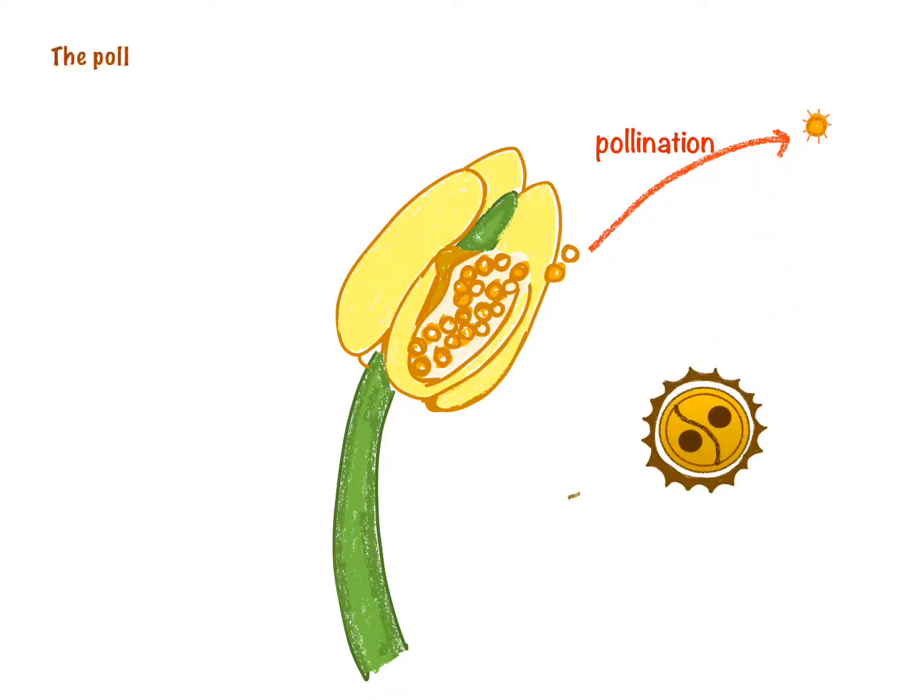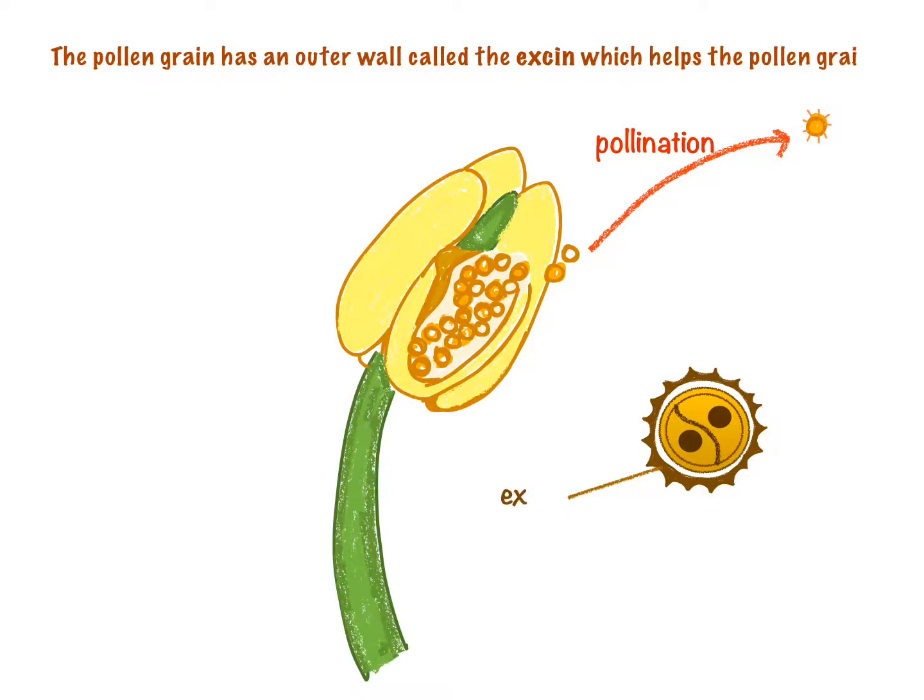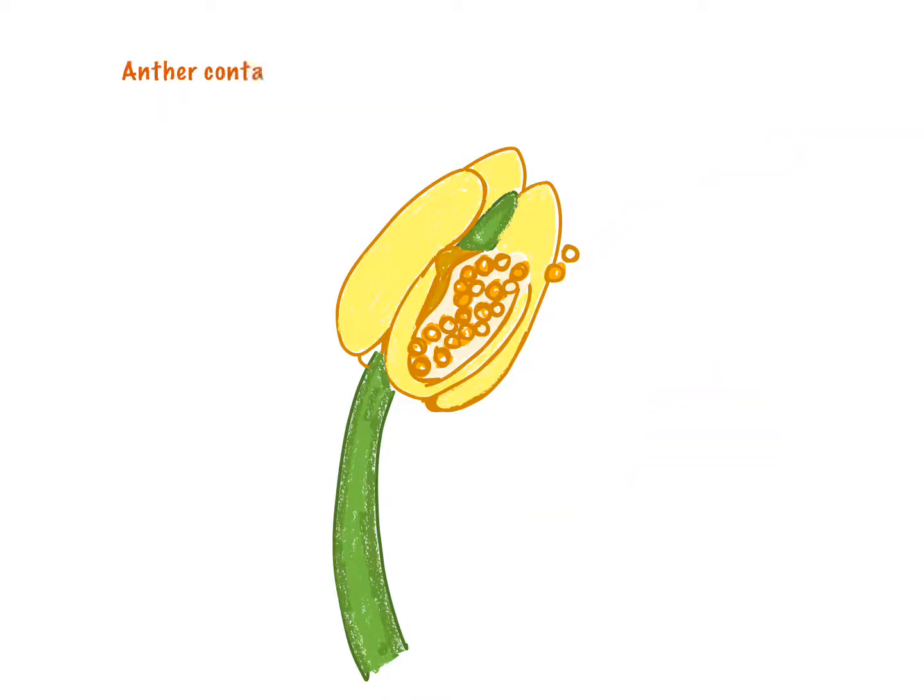The pollen grain has an outer wall called the exine, which helps the pollen grain to stick on the surface of the stigma during pollination. Anther contains pollen sac which have a lot of pollen mother cell 2N.